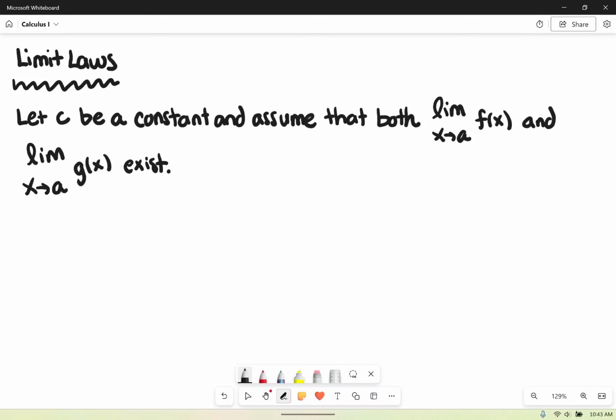For each of the statements, let c be a constant and assume that both the limit as x approaches a of f of x and the limit as x approaches a of g of x exist. Remember that the limit doesn't exist if the function approaches two different numbers as you approach from the left versus from the right, or if it never approaches a specific number. Which means these rules don't apply if the functions approach positive or negative infinity, which we'll learn more about later.